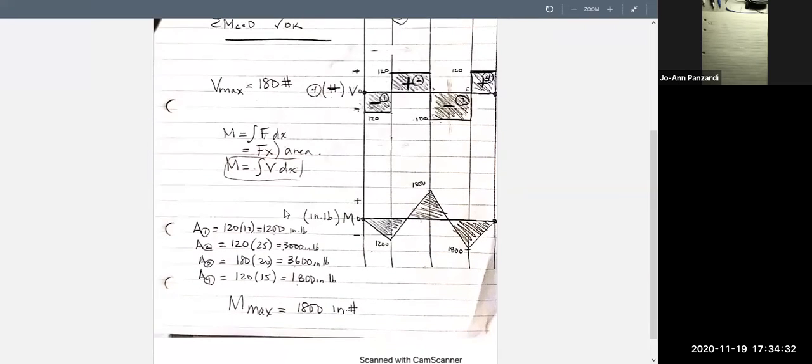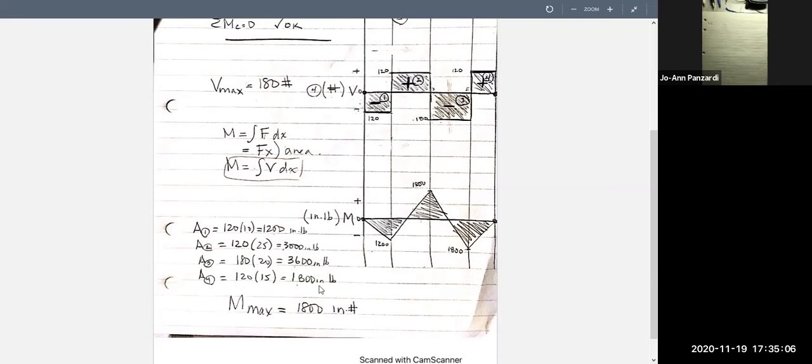And then we calculated the areas for those 4 sections. And then in order to do the moment diagram, I start at 0. The area was 1,200 and it's a negative area, so the slope is negative. The second area was 3,000 and it was a positive area, so I go up 3,000. This area was a negative 3,600, so I have a negative slope going down 3,600, which brings me to 180.